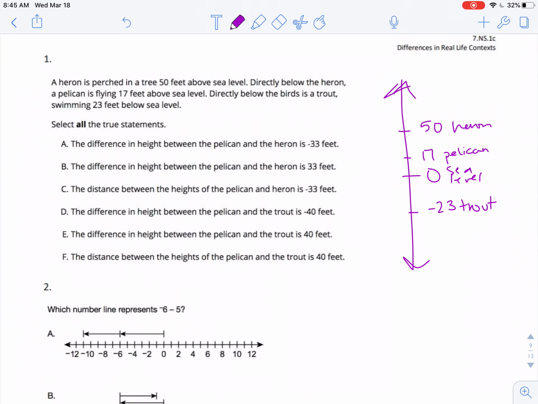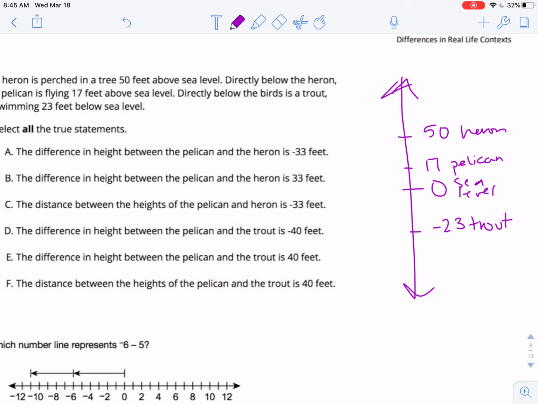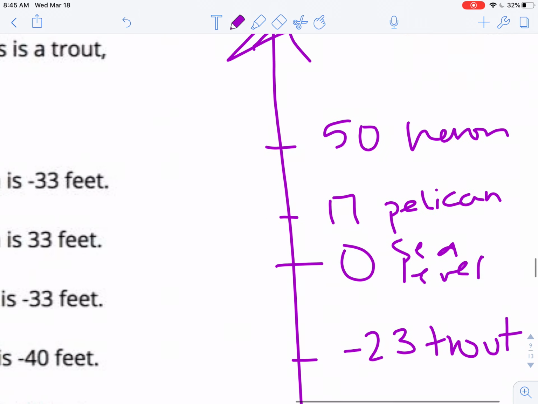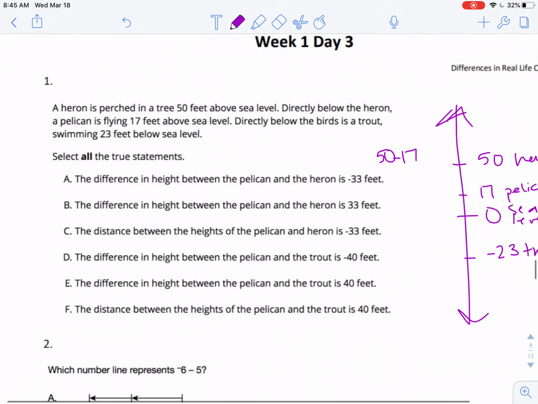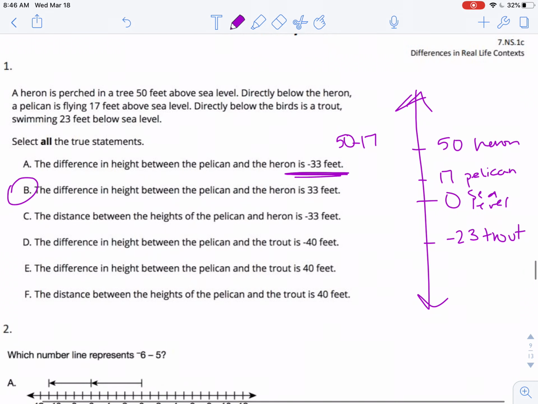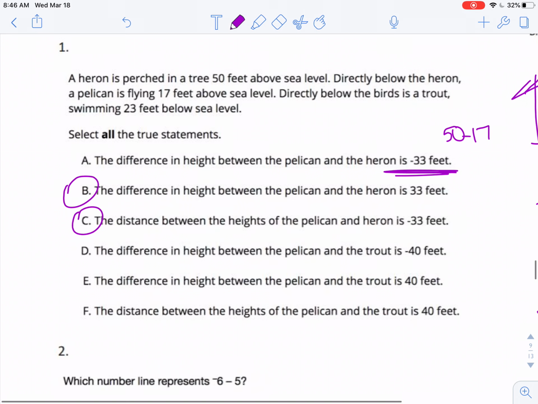The difference in height between the pelican and the heron is negative 33 feet. Well, difference is just subtraction. So 50 minus 17, you can't really have a negative feet. So the difference is just 33 feet. The distance between the heights of the pelican and the heron is negative 33 feet. Well, distance can't be negative, so that's also true.